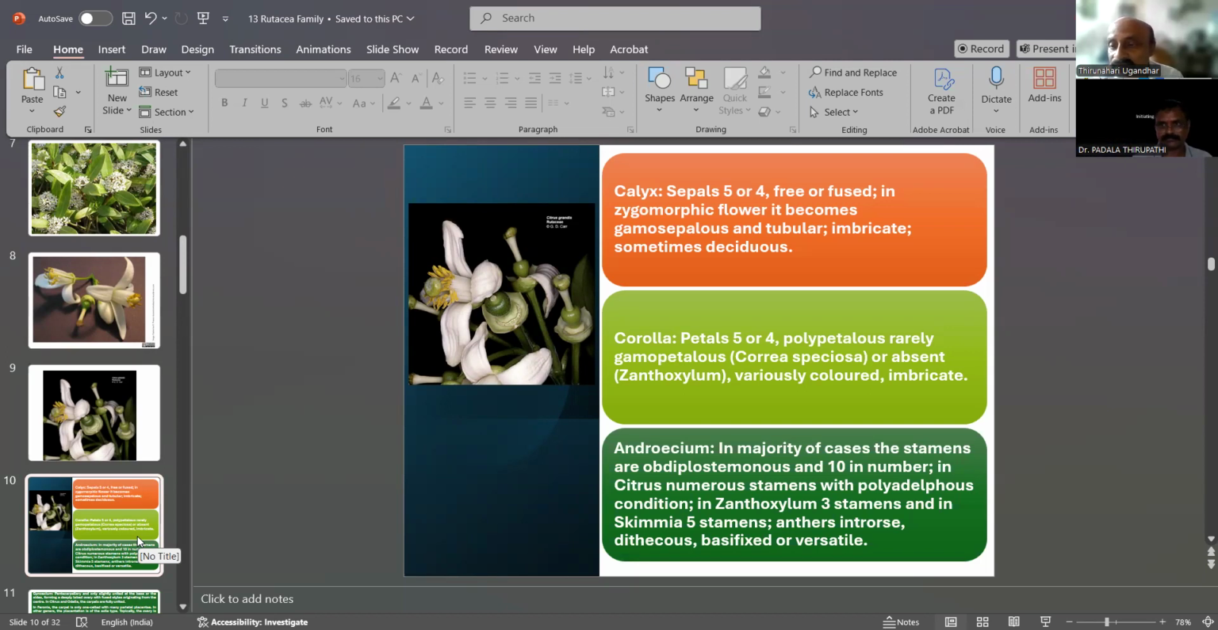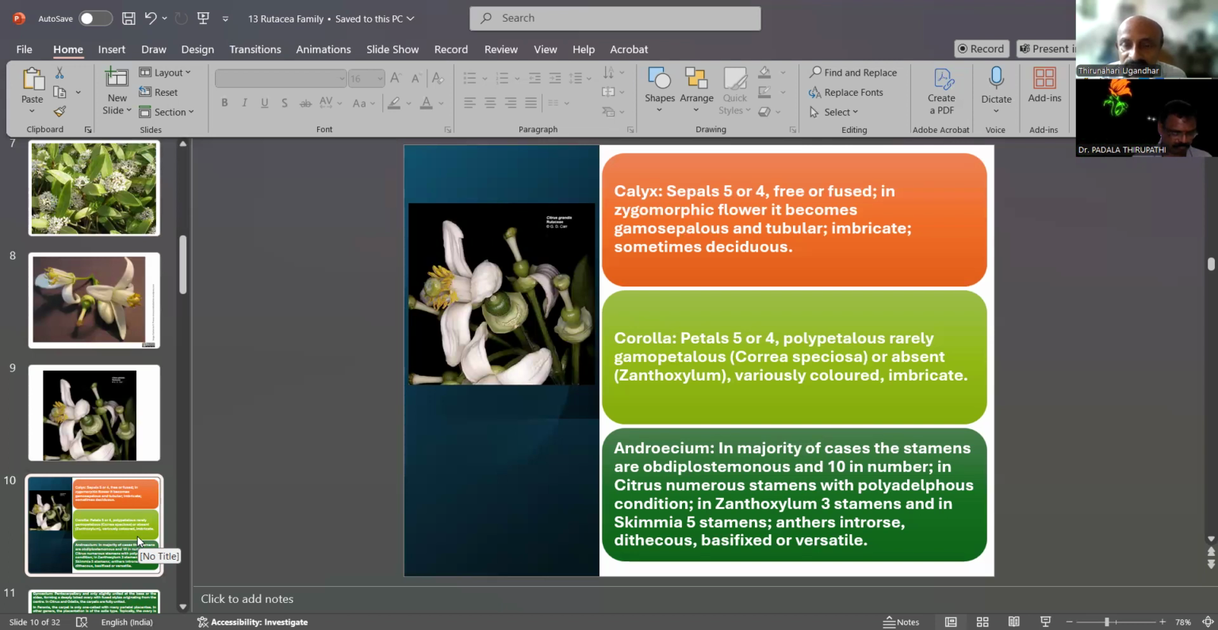It is important that, apart from the gamosepalous ones, all the remaining flowers are polypetalous, and sometimes the petals are absent, as in Xanthoxylum. The petals are of various colors, which are attractive. Most of the flowers have white or brown petals. The estivation is also imbricate.